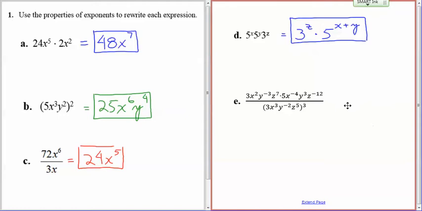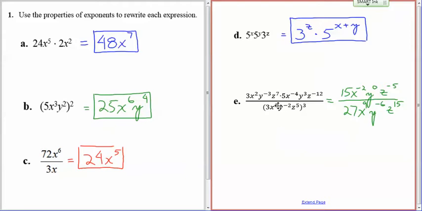E, we start to get into the uglier ones here, so let me show you my first step, which actually has kind of multiple steps going in it. First of all, 3 times 5 is 15. X squared times x to the negative 4 is x to the negative 2, as in 2 plus negative 4 is negative 2. Y to the negative third times y to the third is y to the 0. Negative 3 plus 3 is 0. And y to the 7th times z to the 7th times z to the negative 12th is z to the negative 5th, because 7 plus negative 12 is negative 5.